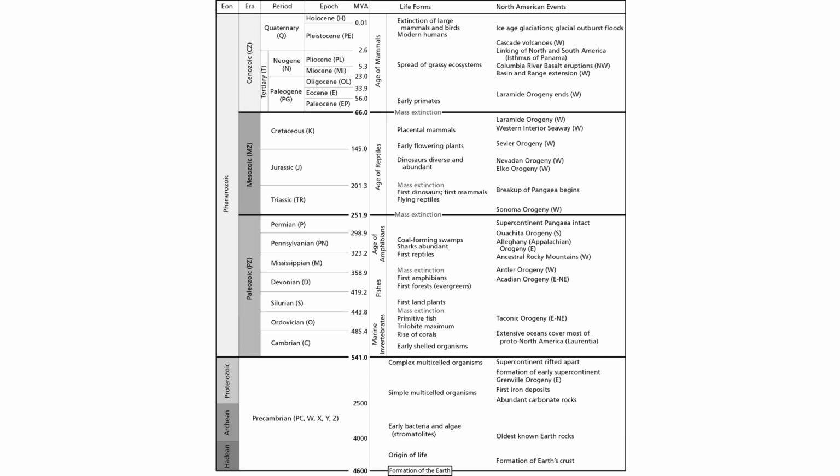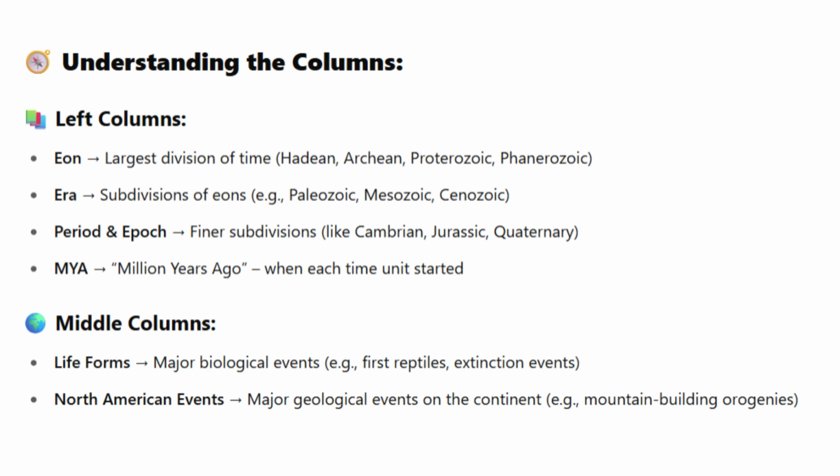Congratulations! Now you have gained the knowledge of geological time, so I think you are ready for the next move on the evolution topic. This chart is very important for the exam. Now we will understand this chart with the geological time frame. Understanding the columns. Left columns: Eon, the largest division of time: Hadean, Archean, Proterozoic, Phanerozoic. Era, subdivisions of eons, e.g. Paleozoic, Mesozoic, Cenozoic. Period and epoch, finer subdivisions, like Cambrian, Jurassic, Quaternary.